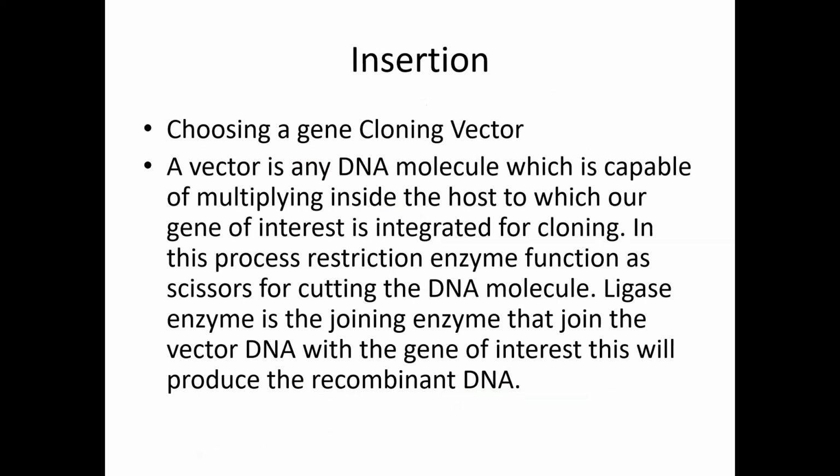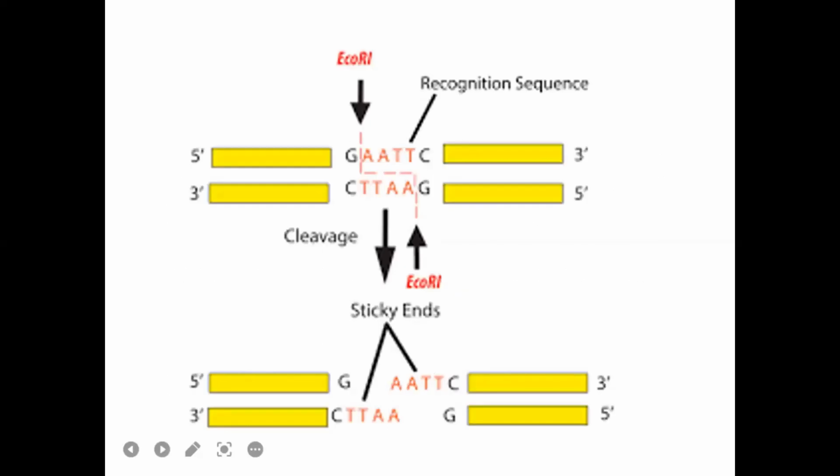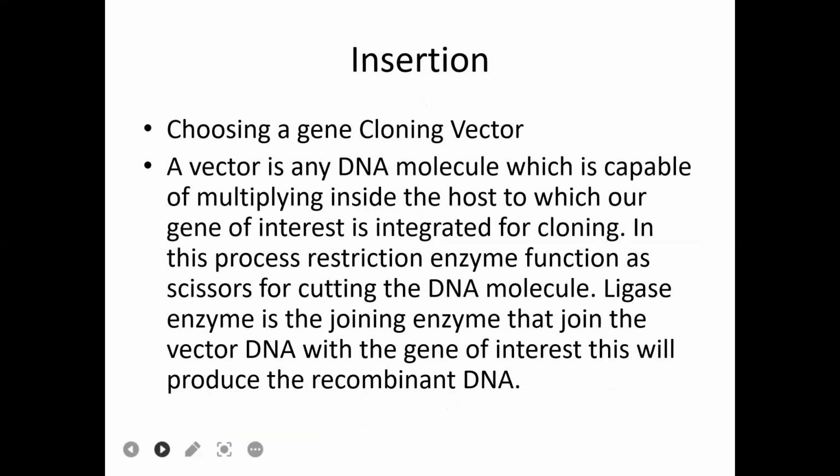Choosing a gene cloning vector. First, what we have to do? We took the DNA fragment which we want now. So which nucleotide sequence or which gene of interest we want, that DNA fragment we separated. Now we will make the DNA fragment sit in a vehicle. So for that we have to see which vehicle we have to select.